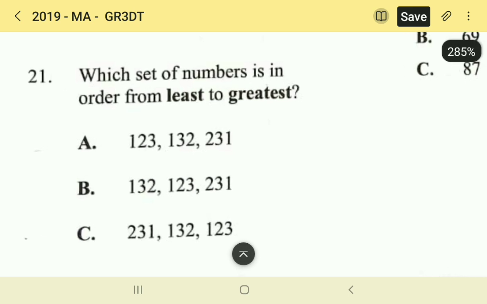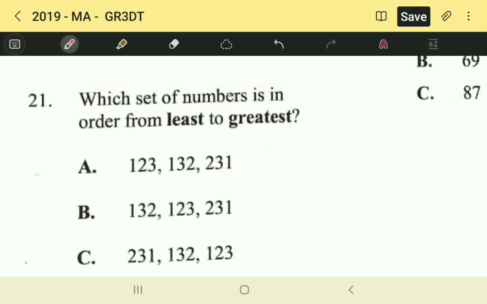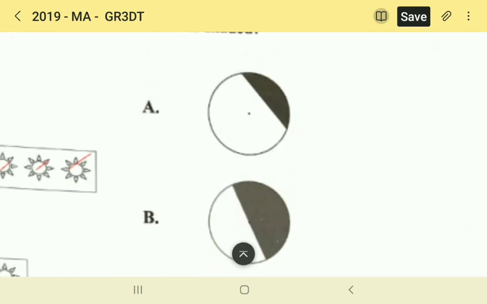Alright, so from the least to the greatest, we know we're looking for 100. Alright, so the first in the 100 is 121. So we know it's got to be A, because 123 is smaller than 132, also 231. So this one, because it starts out with the smallest, and there's no more starting with that same number, we know it's got to be that it's in the correct order. 123, 132, 231.